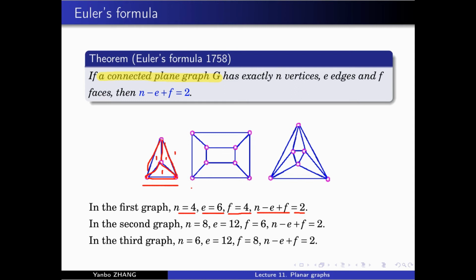In the second graph, n equals 8, e equals 12, f equals 6, and n minus e plus f equals 2. In the third graph, n equals 6, e equals 12, f equals 8, n minus e plus f equals 2. It's amazing. So how to prove Euler's formula? We will prove Euler's formula by induction on the number of edges.